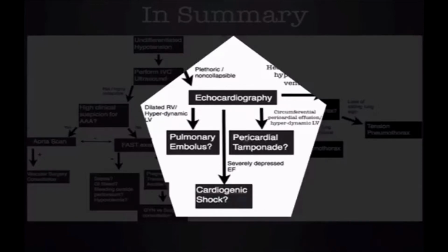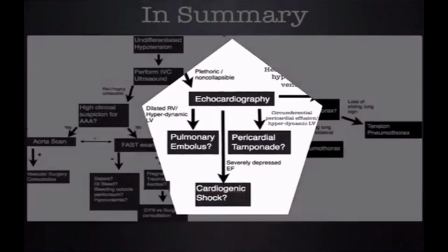You need to go ahead and get inotropes on board, as well as your fluid resuscitation and vasopressors. If there's a circumferential pericardial effusion with a hyperdynamic LV, in addition to a plethoric non-collapsible IVC, then you assume pericardial tamponade. You go ahead and pull a pericardiocentesis tray to the bedside and mobilize consultation versus transport to a facility that can provide pericardiocentesis.